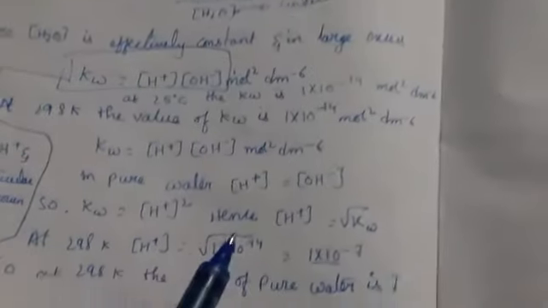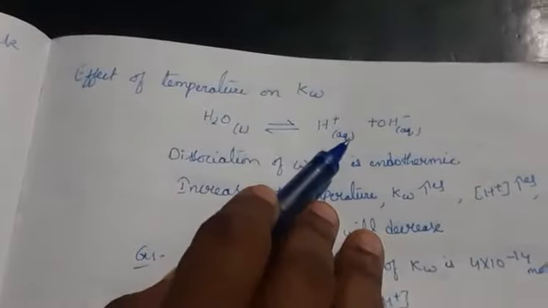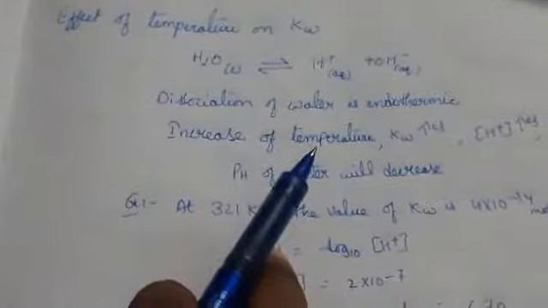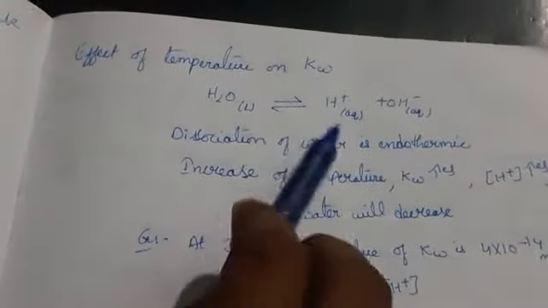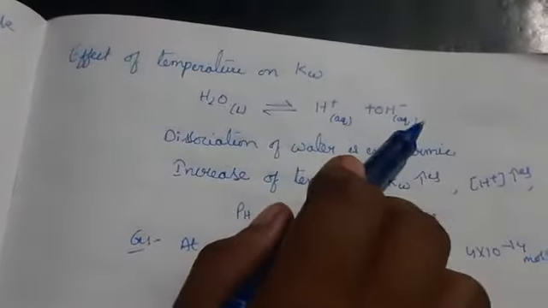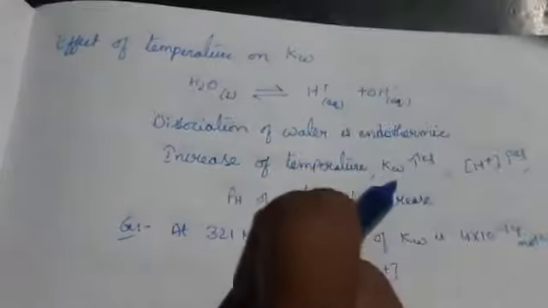Now let us see about temperature. Here it is neutral, that's why we got this 7 value at 25 degrees. If you increase the temperature, what happens? The first one is the effect of temperature on Kw. Here the dissociation of water is endothermic. This is the endothermic reaction, it is absorbing heat energy.